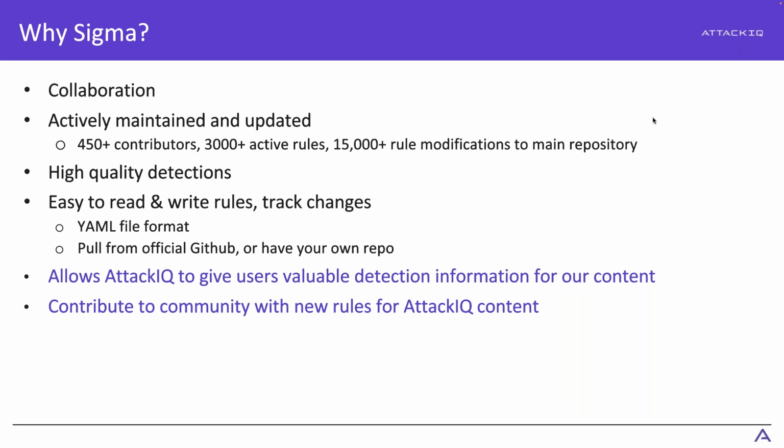And why we like it at AttackIQ specifically is since all of our content is used to emulate real world attacks, Sigma rules are a great resource that we can use to recommend detection mitigations to our customers based on the attacks that they're actually running that emulate the actual real world adversaries. And then when we run into cases where there might not be a Sigma rule for maybe a new piece of content or attack that we release, we can give back to the community and create the rules from our own testing internally and publish it to the official Sigma repository.